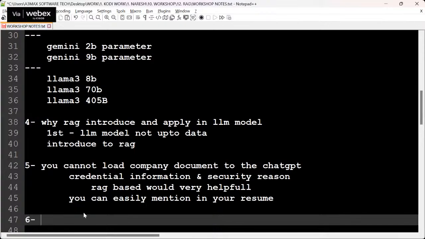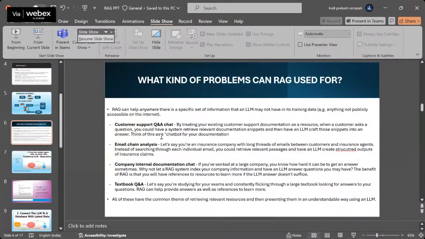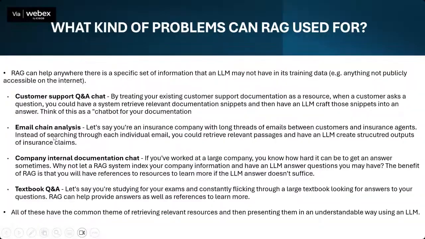Understand? Sixth one. So what is the sixth one we did right now? You can apply these RAG applications in many use cases. For example, just now I mentioned email chains and company internal documents. Listen to me. If you worked in a large company, you know how hard it can be to get an answer sometimes. So this is all textbook QA.